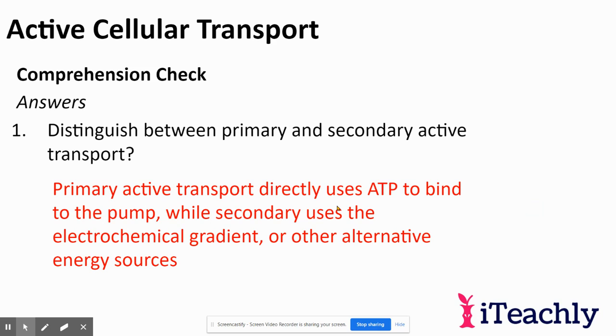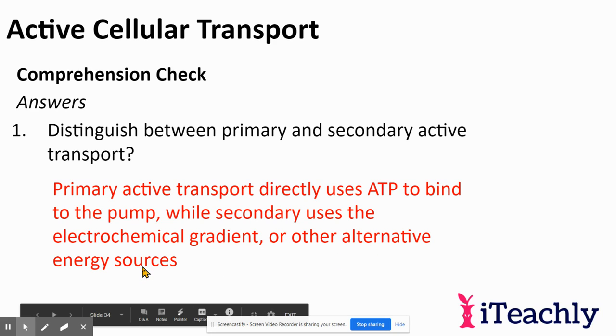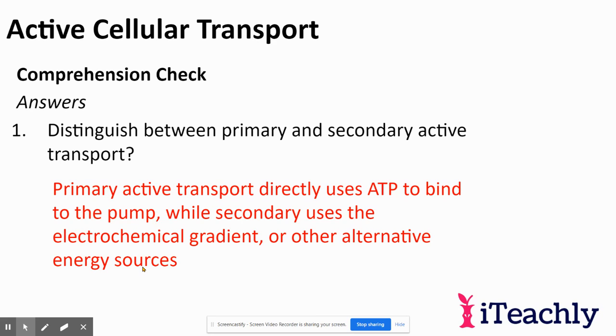So we'll go to this, okay. So primary active transport directly uses ATP to bind to the pump, while the secondary uses the electrochemical gradient, which is generally done with hydrogen, but not always, with those ions, or other alternative energy sources. So you can make gradients with different things, but a proton pump uses those H pluses.